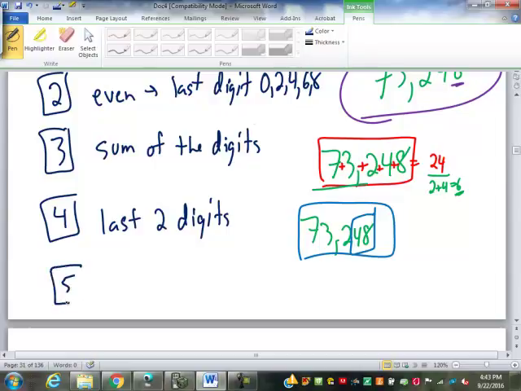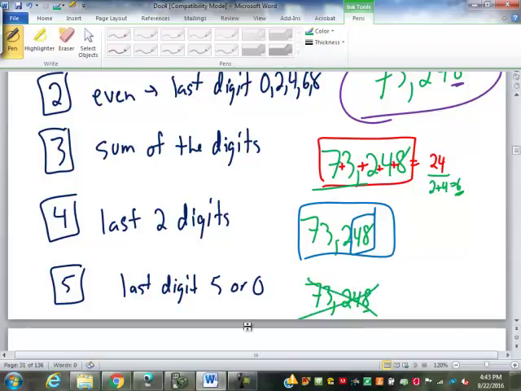How about for 5? Yeah, last digit is 5 or 0. So just taking a peek at it, 73,248, is that divisible by 5? No, it's not ending in a 5 or a 0, so it's not divisible by 5.